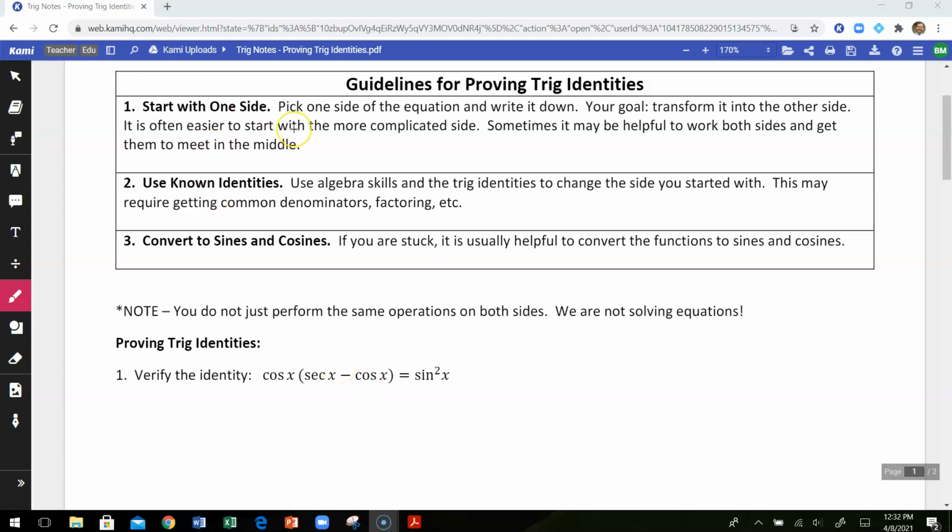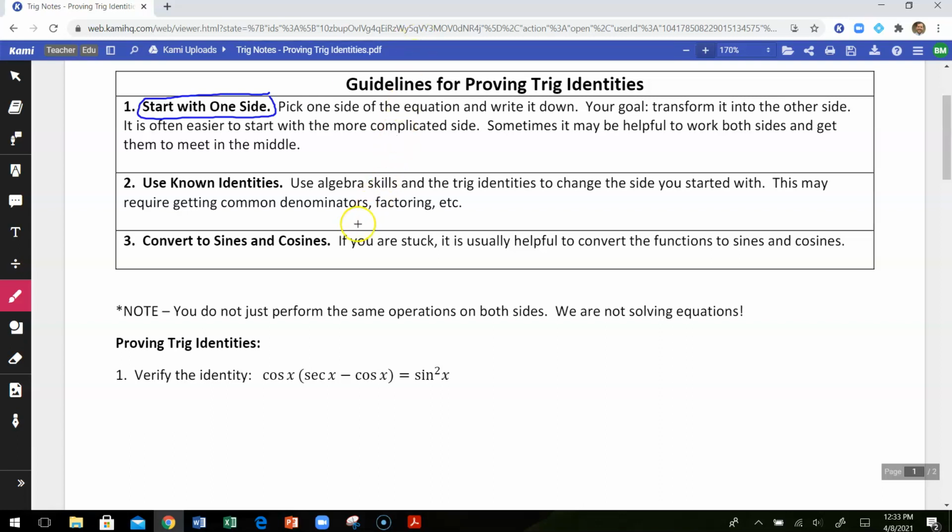What we are going to do is start with one side, okay? So we're going to pick the side that looks more complicated, and it's okay if you pick either side. The idea is you're going to end up at the other side. So if you start with the more complicated side, you can end up with the more simplified side. However, maybe you're like, well, both sides look complicated, so I'm just going to start with this side and see what I can do. And that's great. And we'll look at an example here where we may do that and then be like, well, maybe we should have started with the other side. Okay. So start with one side.